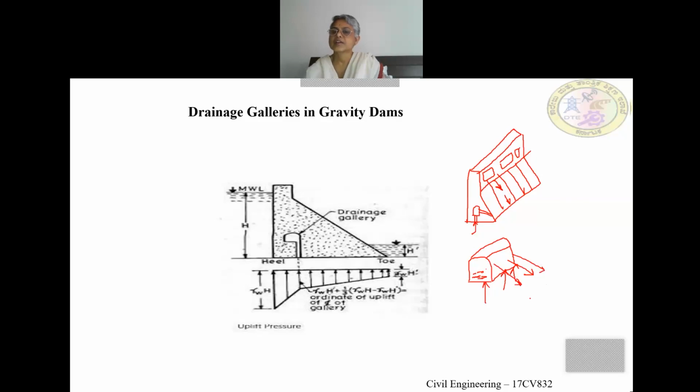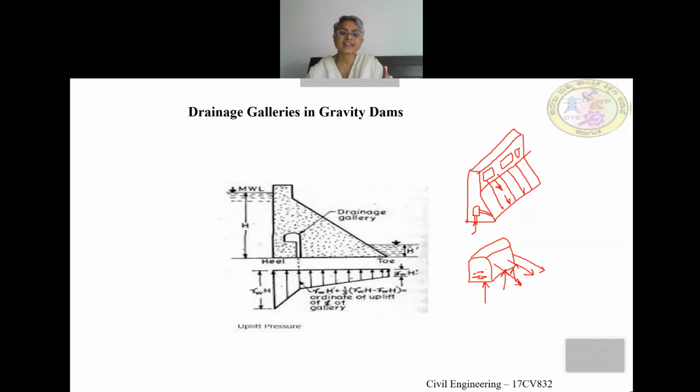Like this. So you now know the major role of the drainage gallery. What is the major role of the drainage gallery? The major role of the drainage gallery is to reduce the uplift force, because this uplift force will reduce the weight, which is the major contributor to the stability of the dam.